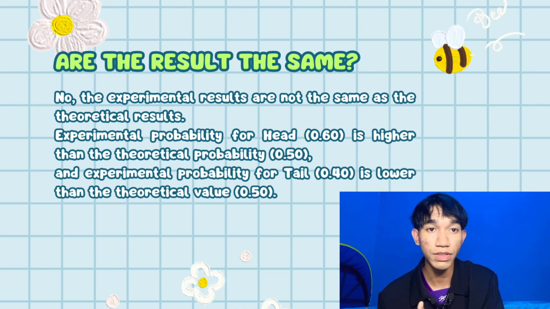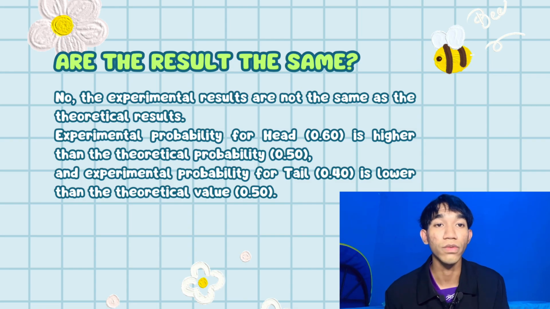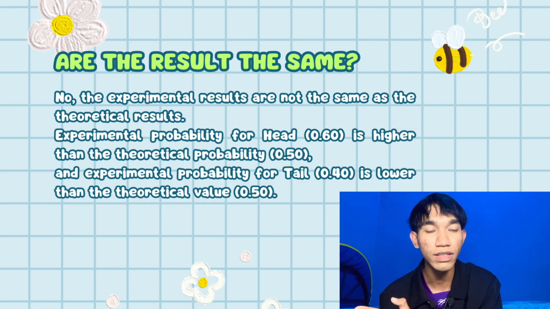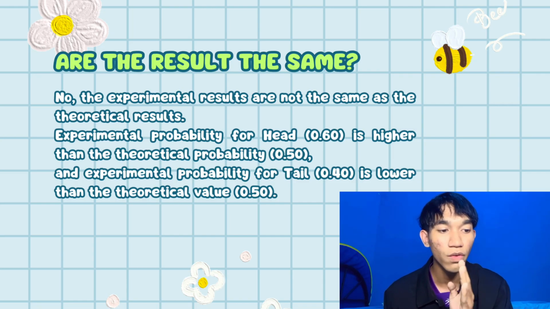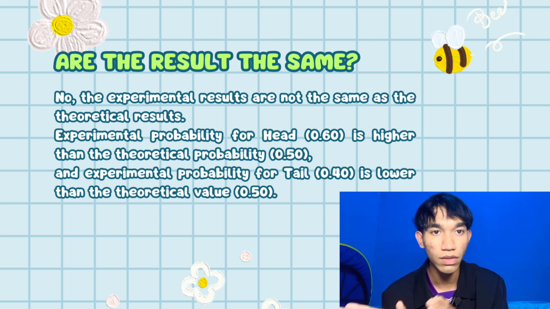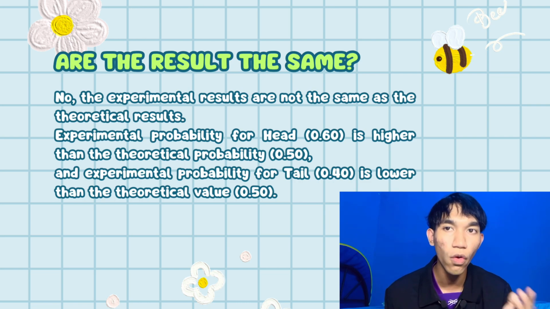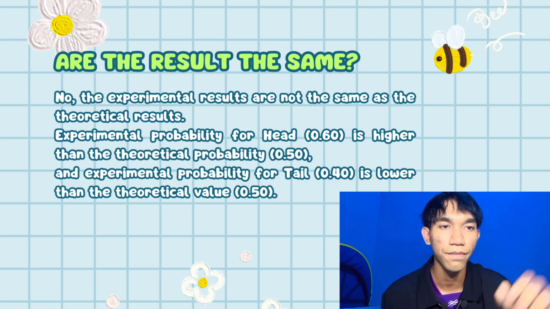By looking at the comparisons, we can answer this question: are the results the same? The answer is no. The experimental results are not the same as the theoretical results. The experimental probability for head, 0.60, is higher than the theoretical probability, which is just 0.50. And the experimental probability for tail, 0.40, is lower than the theoretical value, which is 0.50.